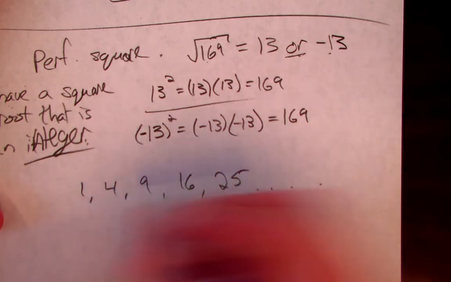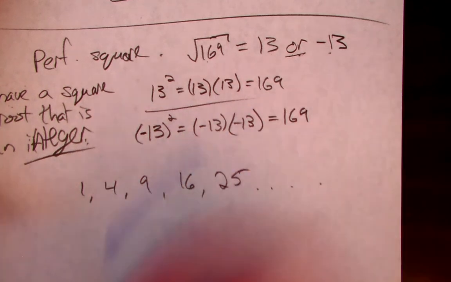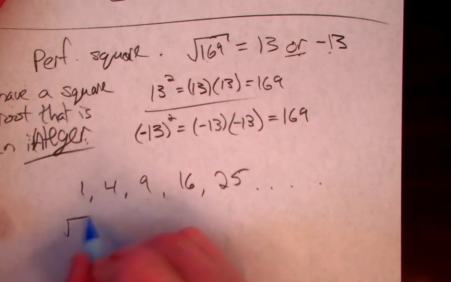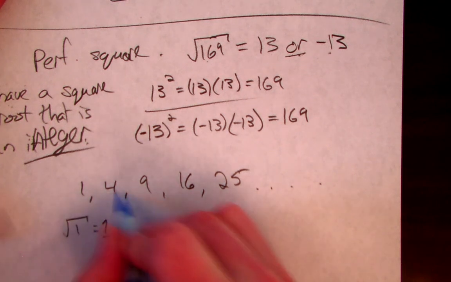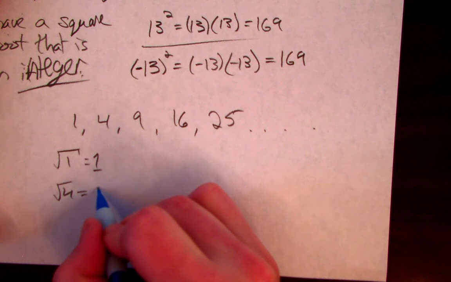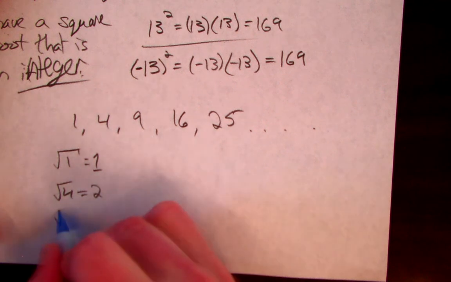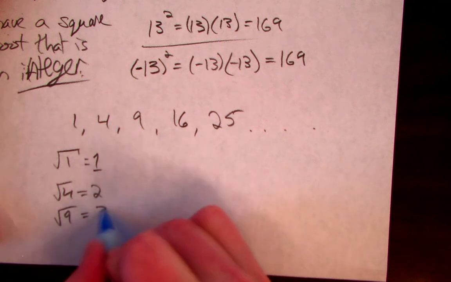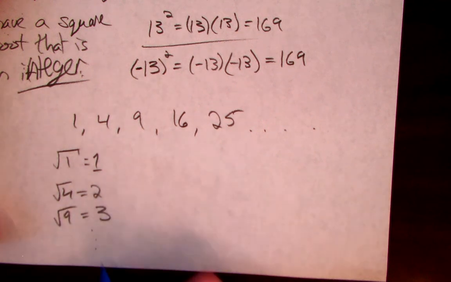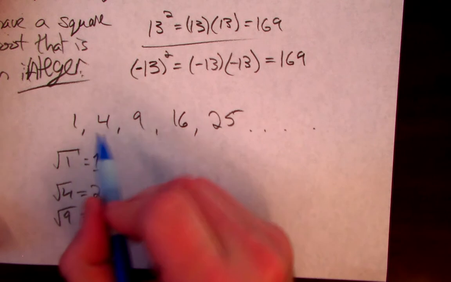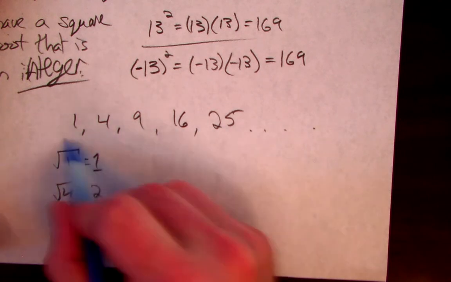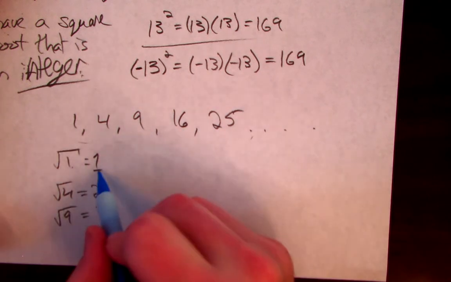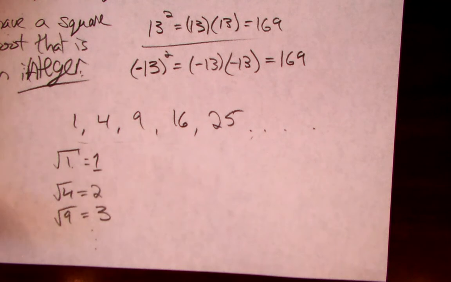Again, notice how the pattern goes. The square root of 1 is an integer. The square root of 4 is an integer. The square root of 9 is an integer. So notice how that works as you are taking the square root of a number. If that square root ends up being an integer, it is a perfect square.